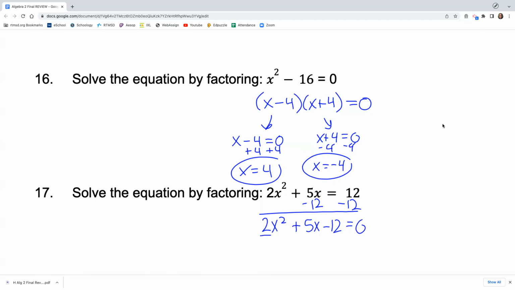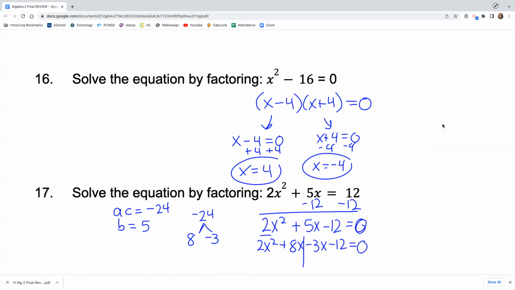So this is another one. The trinomial does not begin with a 1. So you multiply the a and the c number. 2 times -12 is -24. And then you find the factors of -24 that add to be 5. So thinking of the factors of -24, we have 8 and 3. Positive 8 and -3 add to be 5. So we split that middle term up into 8x minus 3x minus 12 equals 0.